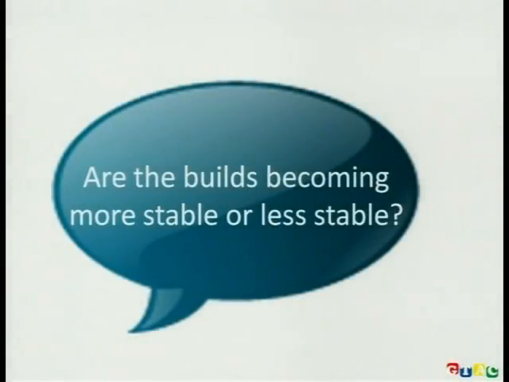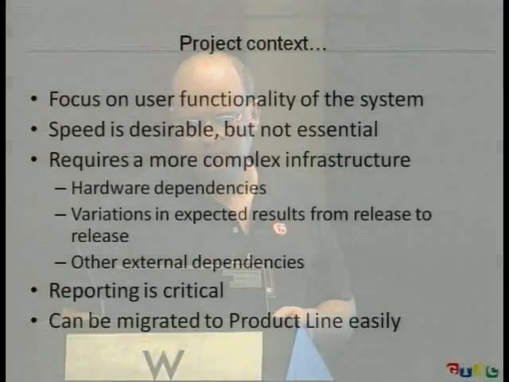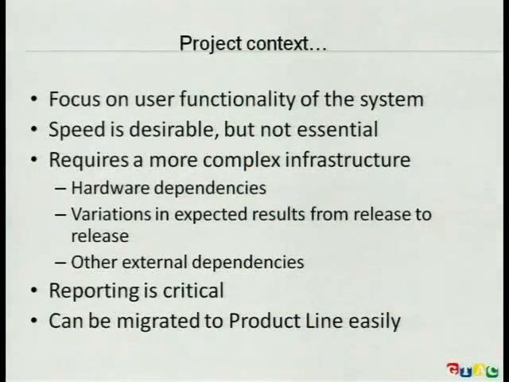Are the builds of our product becoming more stable or less stable? This is a question that you would address using project context automation. In the project context, you're focused on the user-level behaviors of the system. Speed is always desirable, but again, it's not essential or not as essential at this level. Now, we typically run these on a daily basis.